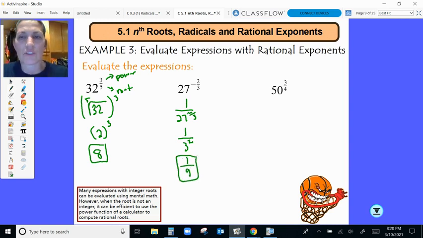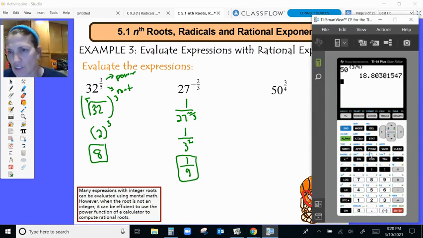Okay? Now 50 is tricky because there's no fourth root for 50. So sometimes you actually have to use your calculator, and this is where I'm going to show you how to use it. I want you to try not to use a calculator when you can, but sometimes you're going to have to. This little caret button is what helps us use rational numbers, okay? So I'm going to type 50, and then the caret button, which is what makes the exponent go up on top.